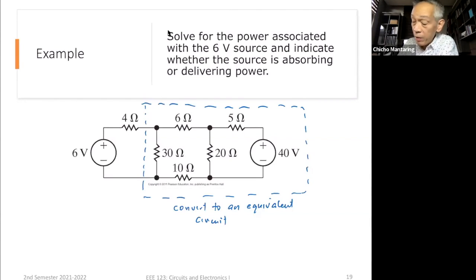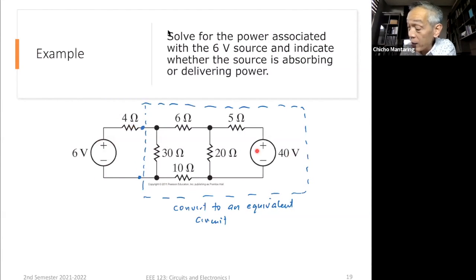Because all I need to get the power associated with this is to be able to determine what the current is being supplied by the 6-volt source, no? So if I can simplify this into a simple equivalent circuit, then I would easily be able to solve for the current being supplied by the 6-volt source. Okay? Now how can I do that? How can I simplify this? So remember, I have to preserve these 2 points, because that is where your 6-volt source and the 4 ohm is connected to.